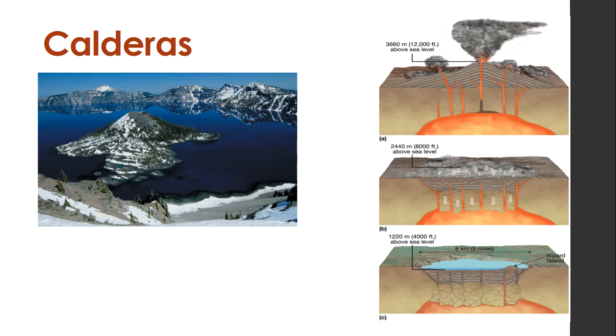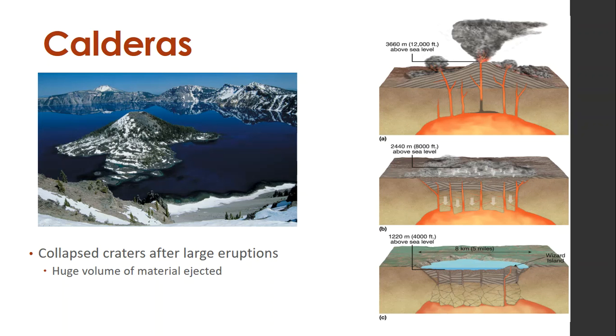I also want to talk a little bit about calderas. Calderas are collapsed craters that happen after large eruptions. So you have a huge amount of material that's ejected, like the Mount St. Helens eruption. Crater Lake in Oregon is another example of that. This one formed a lake from this deep depression afterwards. So again, you have a volcano here that's erupted, it's ejected all of this material, and so now you have a depression, sometimes that will fill with water.